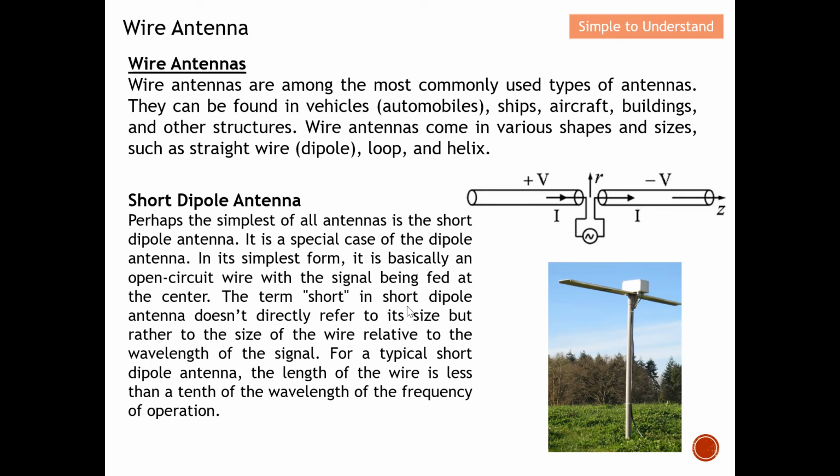The term short in short dipole doesn't mean that it's actually very small in terms of size, but rather it compares the size of the antenna to the wavelength of the signal. So the short dipole antenna is much smaller as compared to the dipole antenna, which I will illustrate on the next slide. For a typical short dipole antenna, the length of the wire is less than a tenth of the wavelength, which means lambda divided by 10. So basically this will be the size of the antenna.